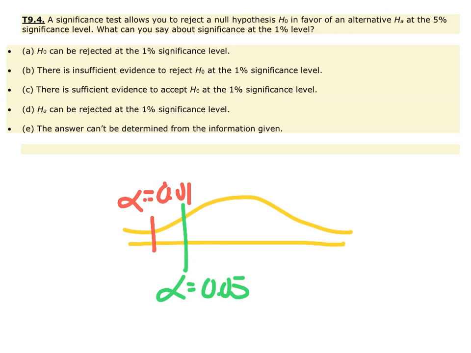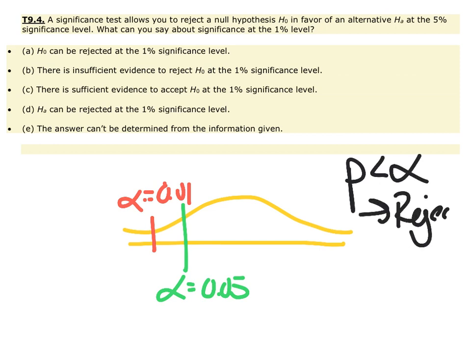What can you say? Letter A, H sub O can be rejected at the 1% significance level. Well, first of all, let's talk about the rejection, right? If P is less than alpha, then we would go to the next step of rejection. And it says here, we were able to reject the null hypothesis at the 5%. So it meant that the probability is going to be less than this alpha value at the 5%. Are we guaranteed the probability is going to be something less than this 1% that is shown here? For part A, we're not, because what if the probability fell in between the 0.01 and the 0.05? Then A would not be true, so from that we could cross off A.